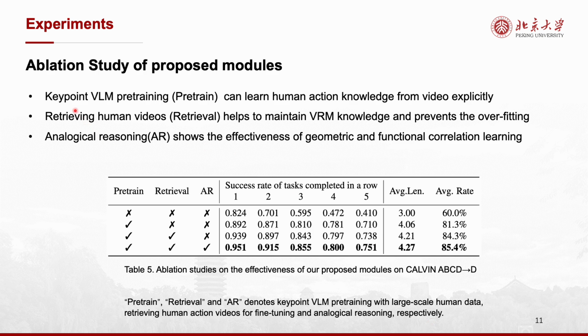And the results indicate that keypoint VLM pre-training can learn human action knowledge from video explicitly. Retrieving human videos helps to maintain VRM knowledge and prevents overfitting. Analogical reasoning shows the effectiveness of geometric and functional correlation learning.